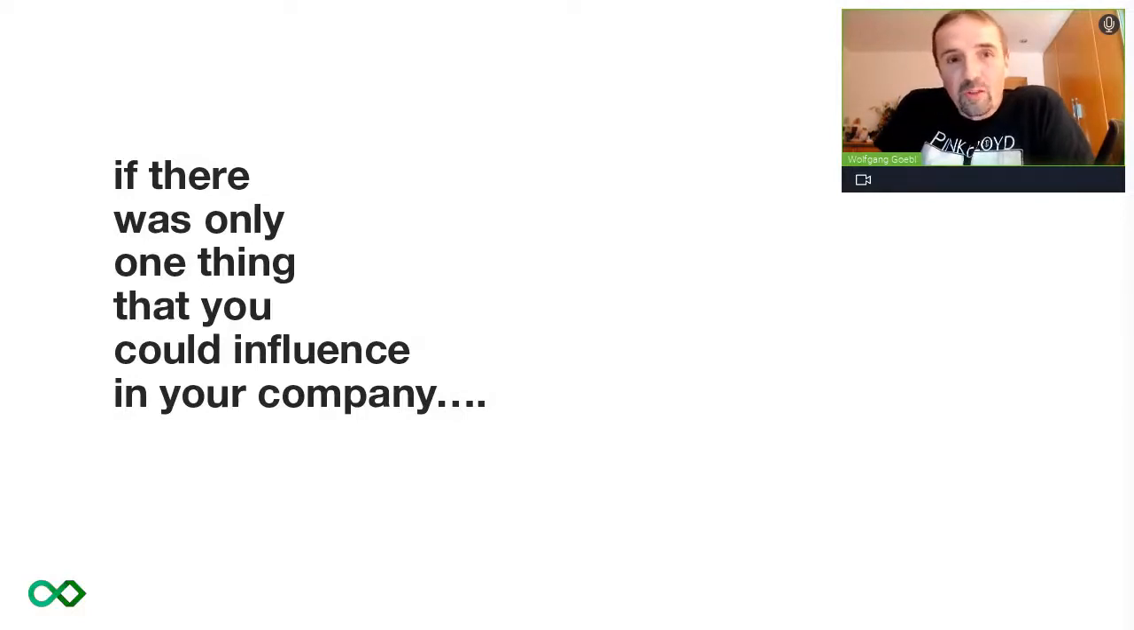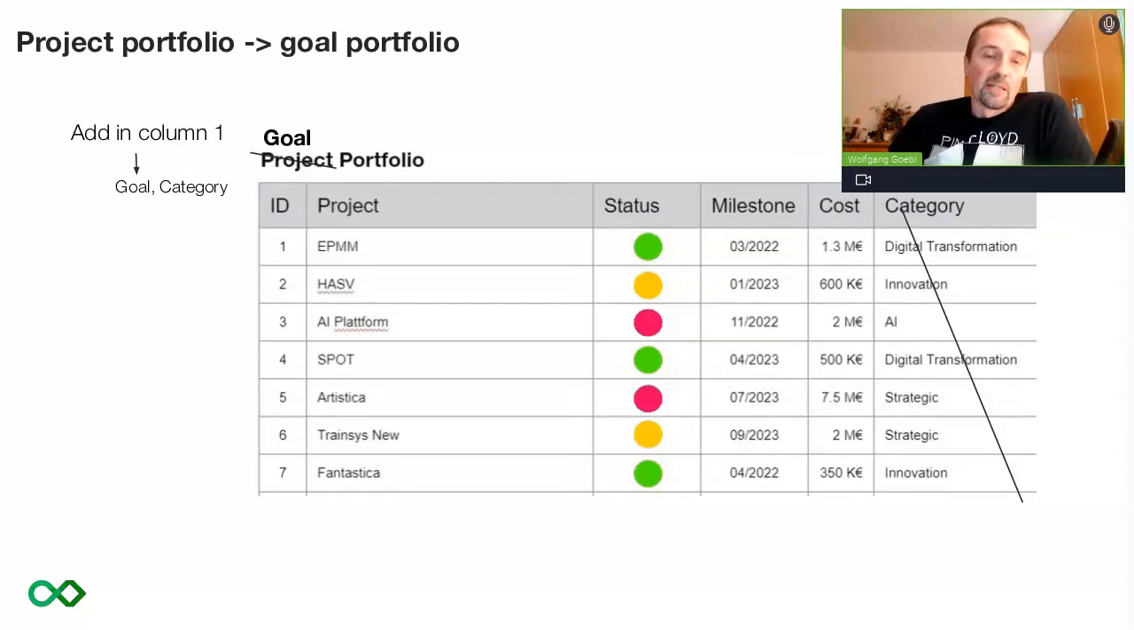If there was only one thing that you could influence in your company, and I discussed this with Chris Potts when I met him in Lisbon 2 or 3 years ago. Some changes seem really simple, and if you have a magic wand and could change one thing in your company, what we suggest is a simple change. So currently, what you usually have, you have a list of projects, and we suggest that you put goals in the first column of your goal portfolio.